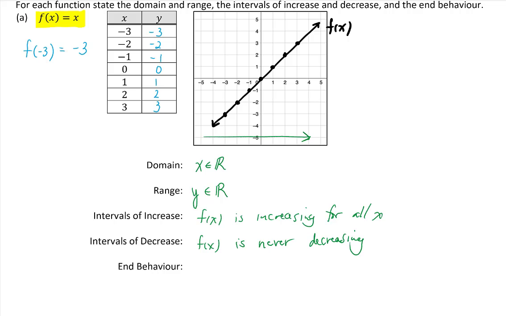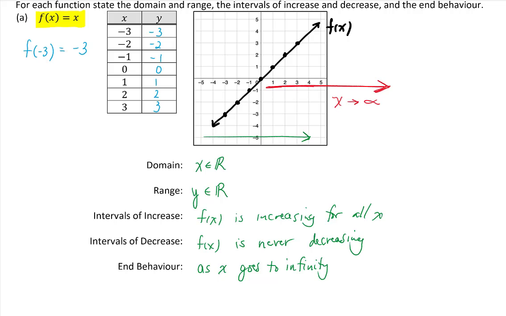And finally, the end behavior. So what we do is we compare both ends of the graph. So we say as x goes to infinity. Well, what does that mean? That means we're looking at the graph as it goes to infinity. So this is x going to infinity.